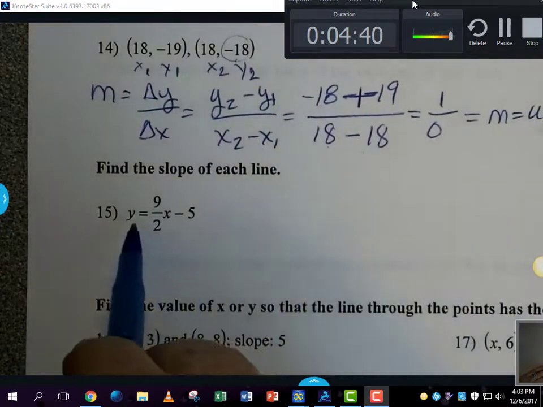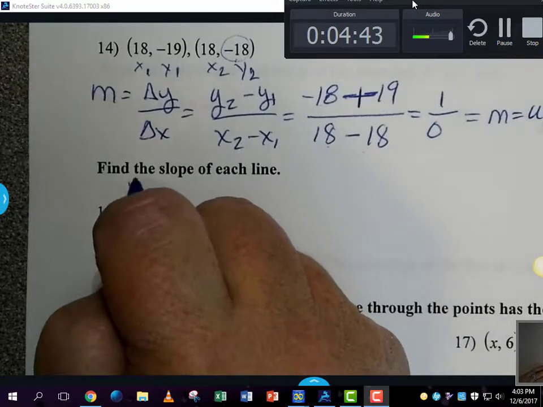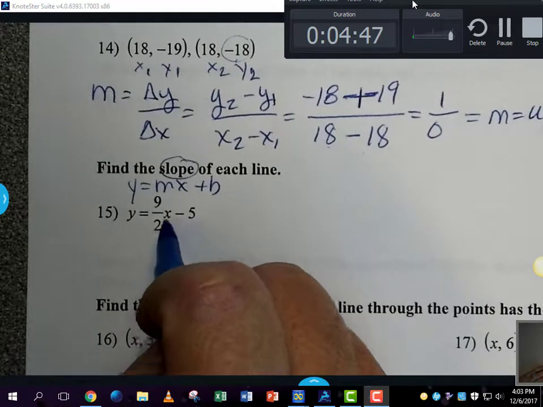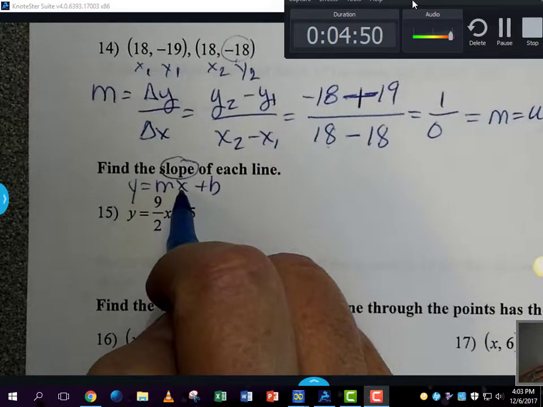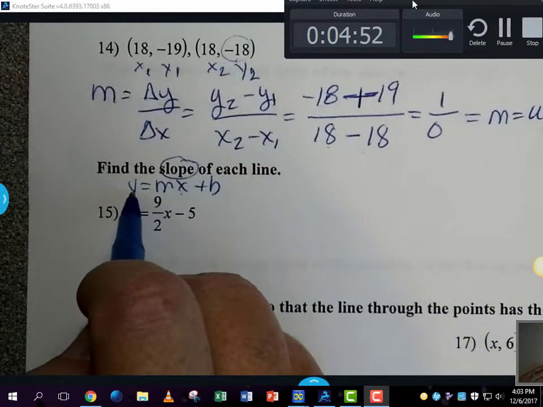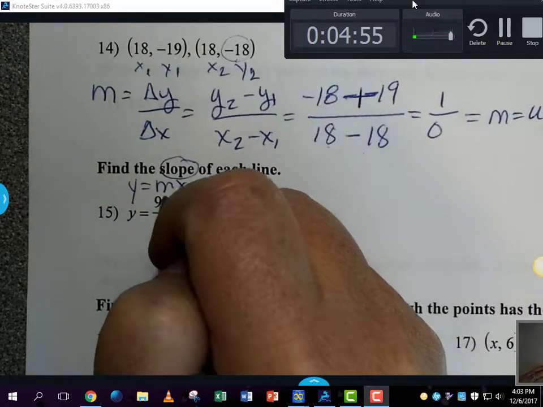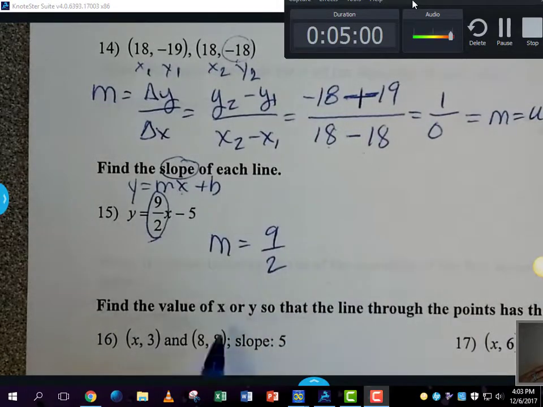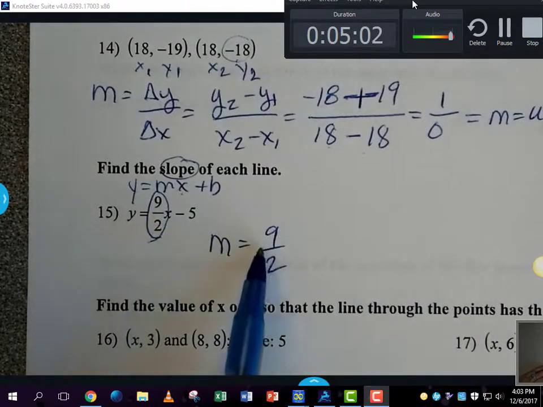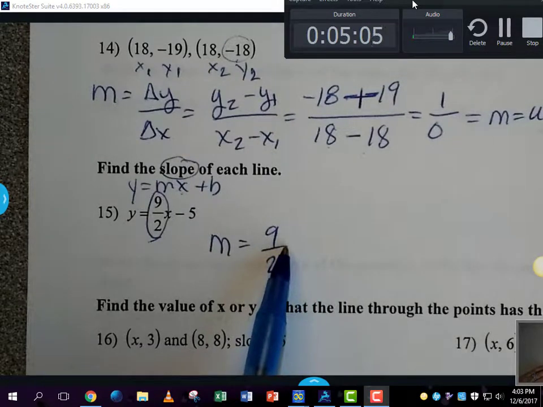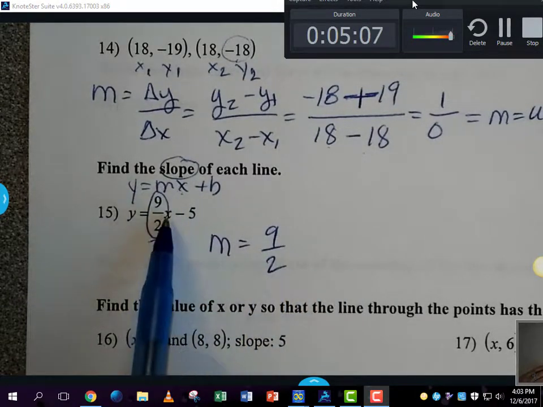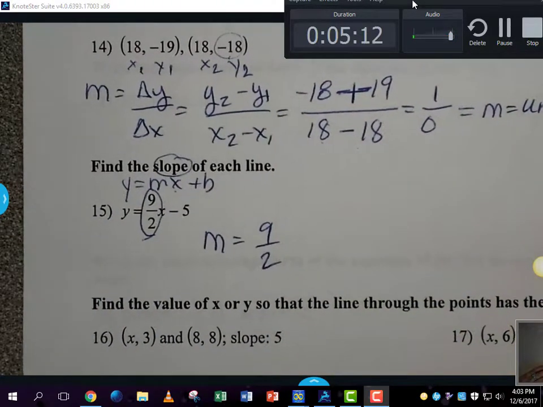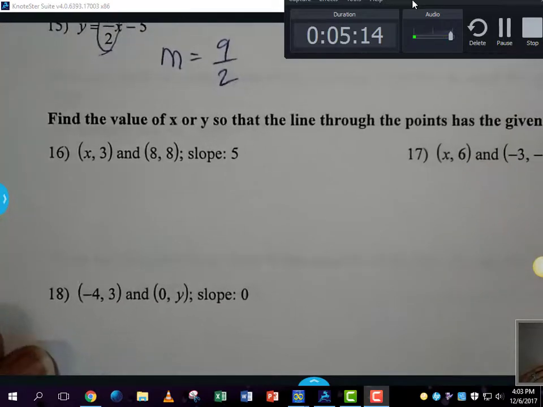Find the slope of each line. This is already in y equals mx plus b form. So if I'm supposed to find the slope, slope is the coefficient of x when you're in y equals mx plus b form. So that's super easy. M equals 9/2. Notice m does not equal 9/2 x. M is simply the number being multiplied to the x when we're in slope-intercept form. Okay.